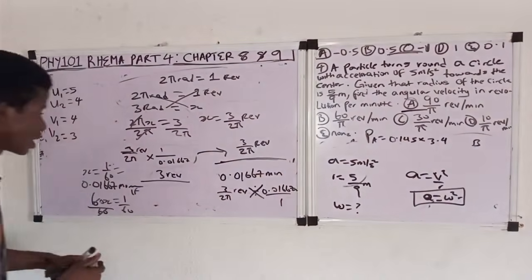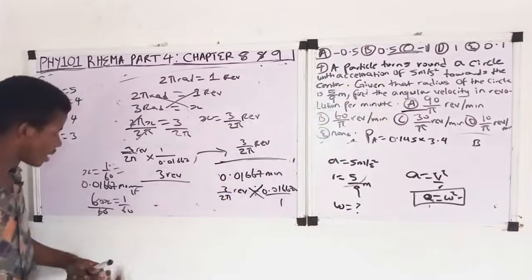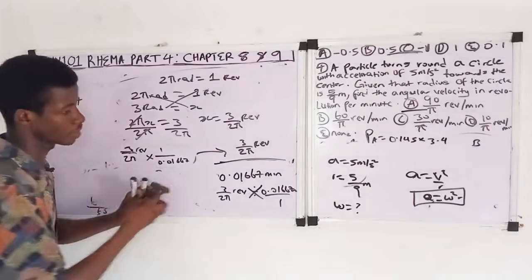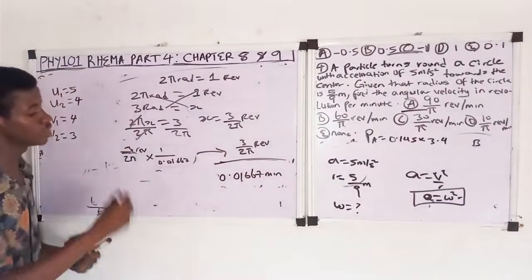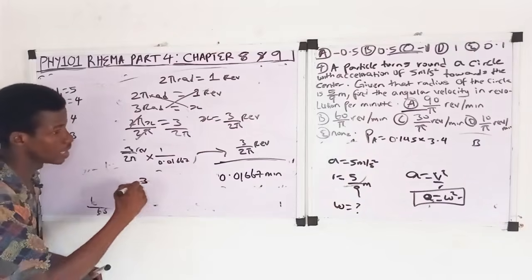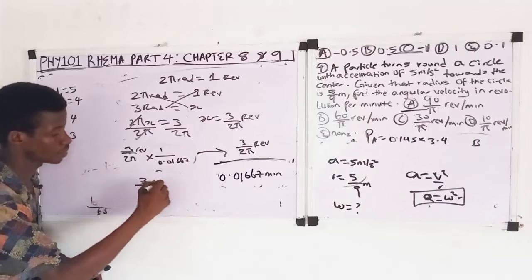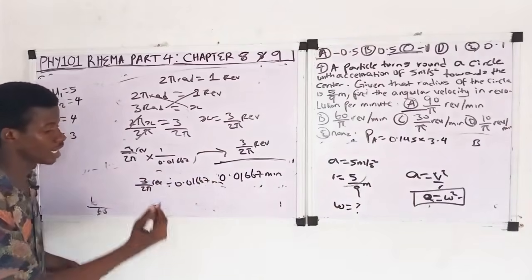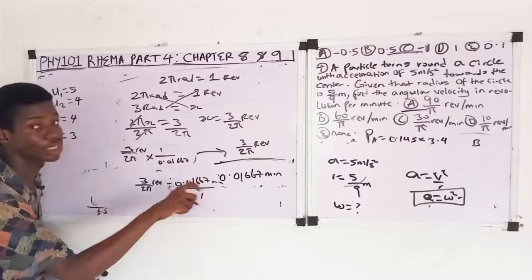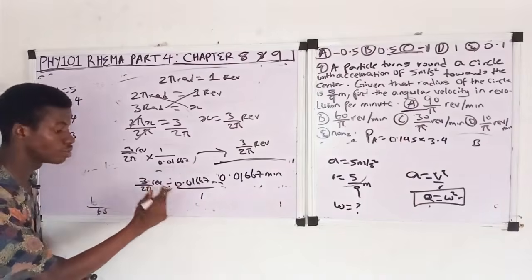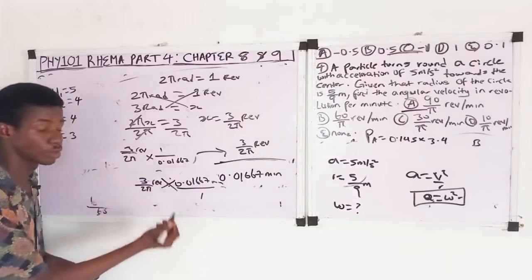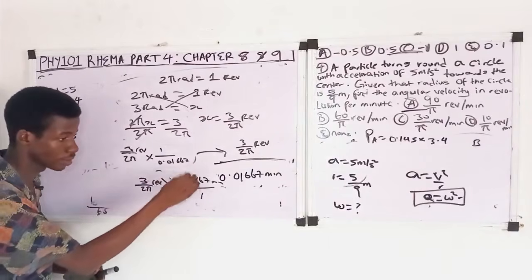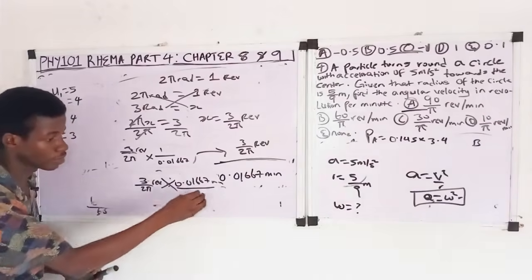But let's just continue with what we were doing before. So where were we? Remember, we landed with something like this, right? 2 pi revolution dividing 0.01667 minutes, right? So we want to change this division sign to a multiplication sign. This one will come up, this one will come down, right?